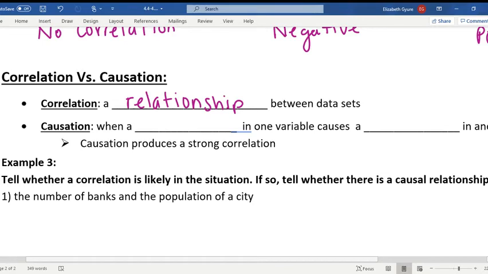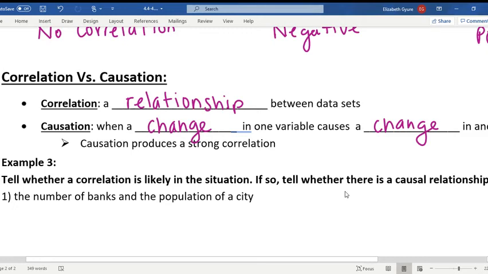But then causation. What word does that really sound like? Cause. This means one actually makes the other happen. So that is when a change in one variable causes a change in another variable. Causation produces a strong correlation. A strong correlation means you can clearly see, oh yeah, this is trending upward, right? This is positive or this is negative.